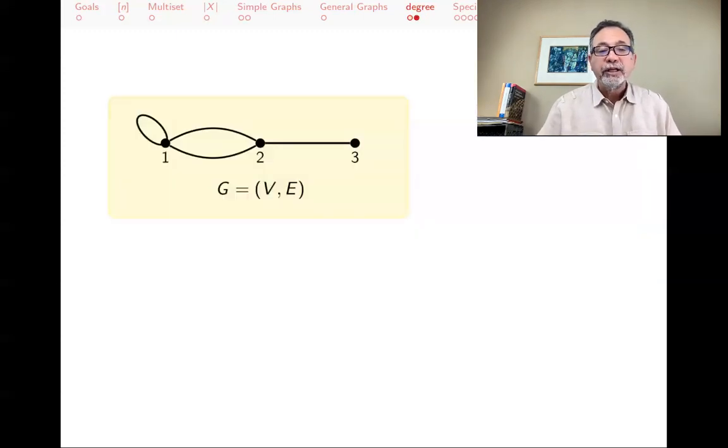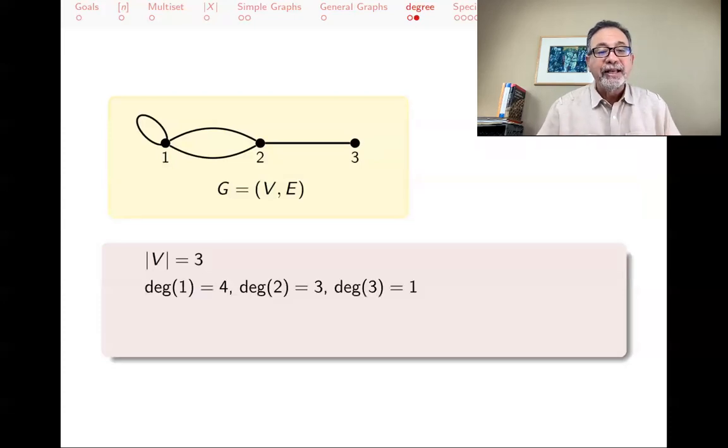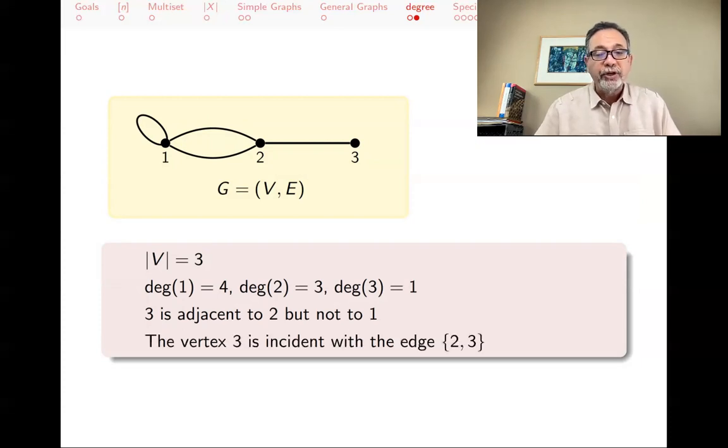So as an example, here's a general graph. It has 3 vertices. The order of G is 3. The size of V is 3. The degree of the vertex 1 is 4. There's 1 loop that counts twice, and then 2 other edges coming out of it. The degree of 2 is 3, and the degree of 3 is 1. 3 is adjacent to 2, but it's not adjacent to 1. I'm just talking about this graph so that you become familiar with the vocabulary. The vertex 3 is incident with the edge 2, 3.